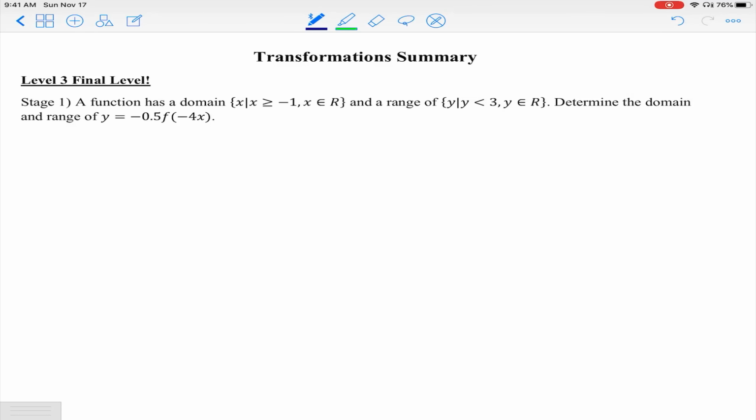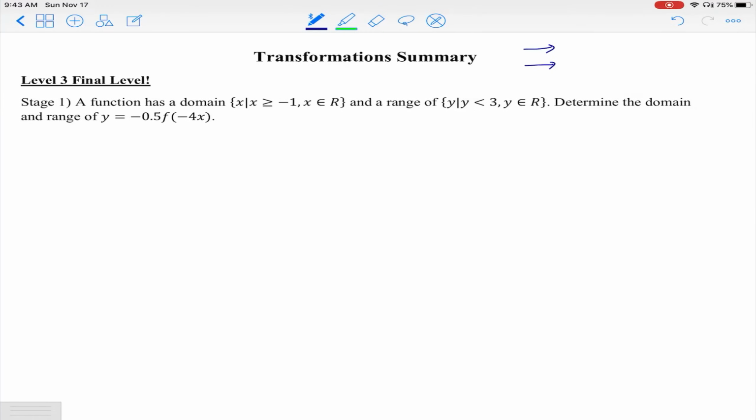Now, before we start, make sure you go watch level 1 stage 3 and level 2 stage 3 in order for you to be able to understand this without glitch. I'll put a link at the top right corner of the screen, so make sure you go watch that first before this.